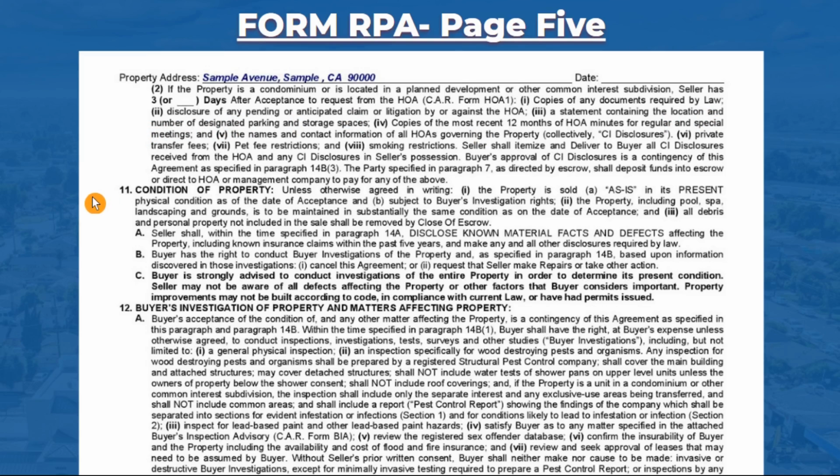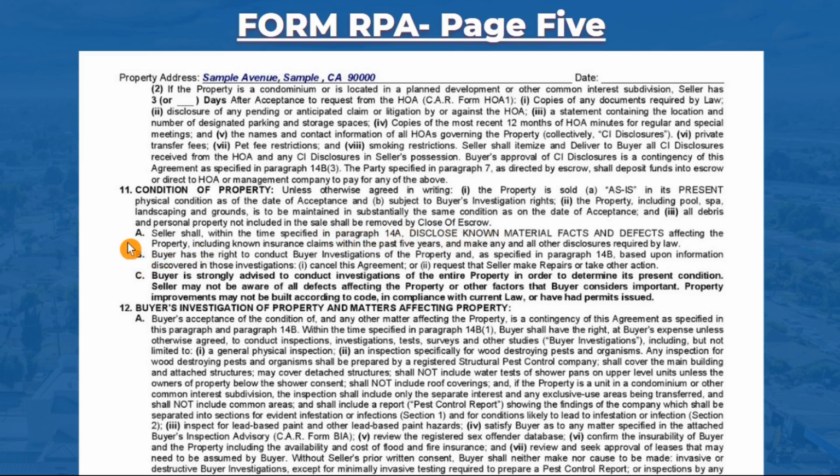Section 11 covers condition of property. And the property is sold as is. Sometimes you see sellers stating that in the multiple listing service, but the default of the contract is that it is sold as is and in its present physical condition at the time of acceptance. It is also subject to the buyer's investigations, and the buyer has rights to investigate the property. That includes the pool, the spa, and the landscaping and the grounds. And the seller is stating that they will maintain it in substantially the same condition as on the date of acceptance, and that they will remove all debris and personal property not included in the sale by the close of escrow.